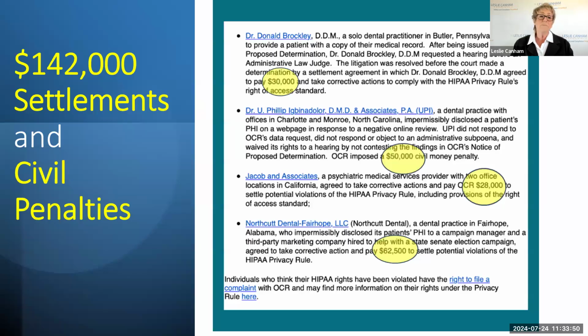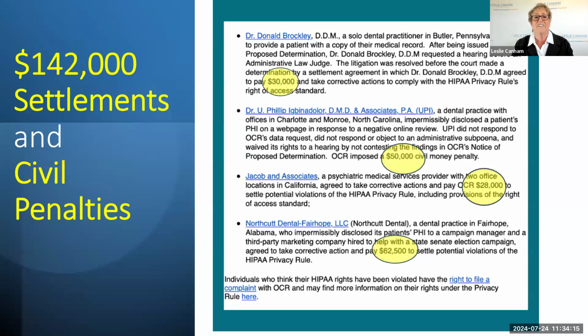There are settlements and civil penalties. We don't have very many HIPAA citations against dental practices. Where they get us in dentistry is with the settlement fees, the remedial action, and the civil penalties. One dentist, Dr. Broccoli, paid $30,000. And then if we go down a little further, Dr. Phillip paid $50,000 in penalty.